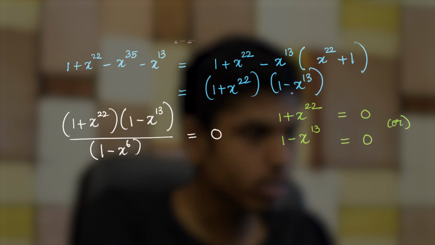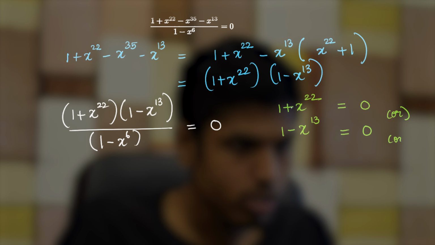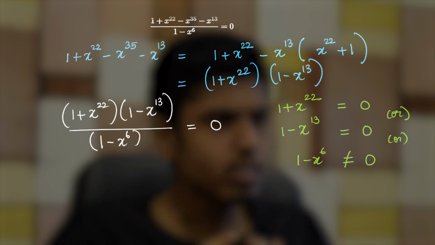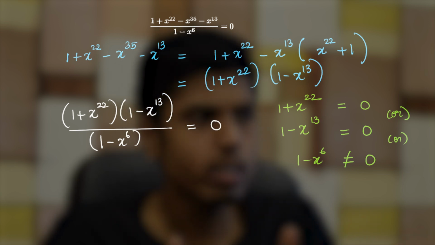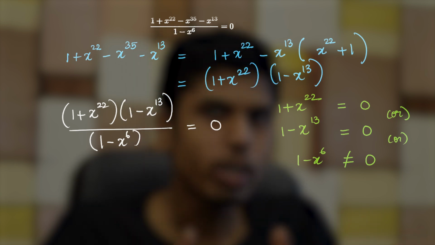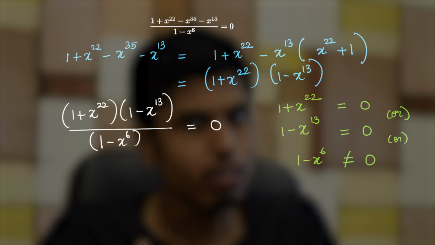So along with this, we have the additional condition that 1 minus x power 6 is not equal to 0. And it's obvious, right? Because if 1 minus x power 6 is 0, then the denominator would go to 0, making the expression undefined. And we don't want that.